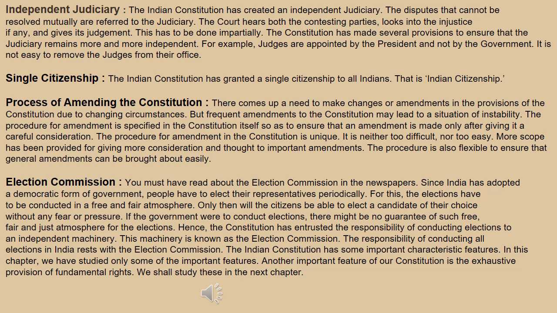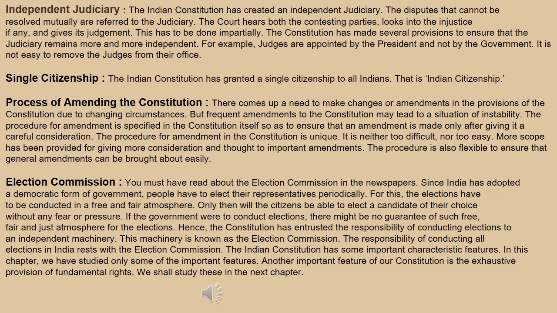Independent judiciary. The Indian Constitution has created an independent judiciary. The disputes that cannot be resolved mutually are referred to the judiciary. The court hears both the contesting parties, looks into the injustice, if any, and gives its judgment. This has to be done impartially. The Constitution has made several provisions to ensure that the judiciary remains more and more independent. For example, judges are appointed by the President and not by the government. It is not easy to remove the judge from their office.